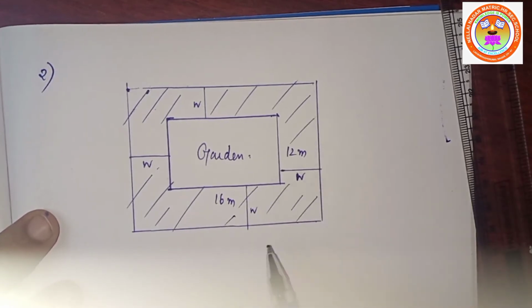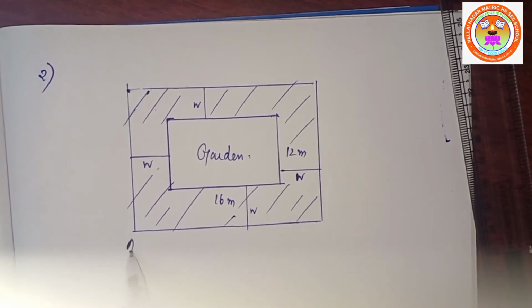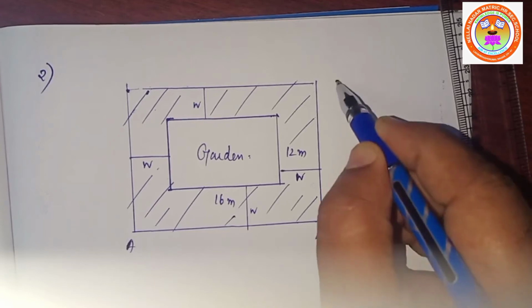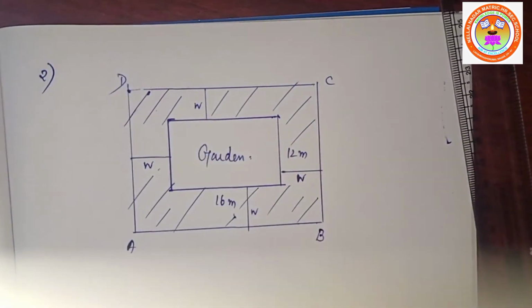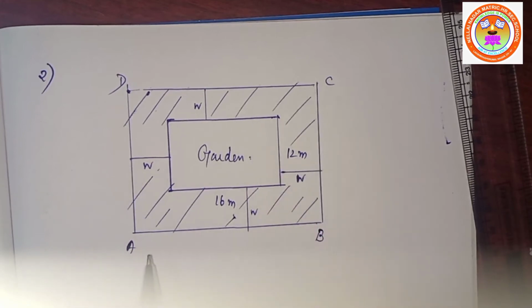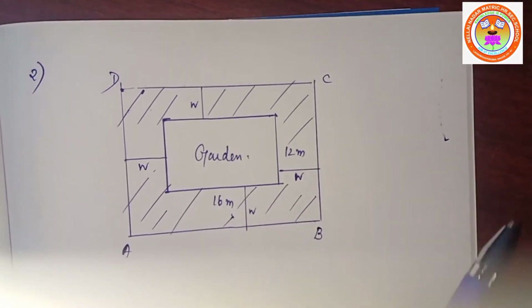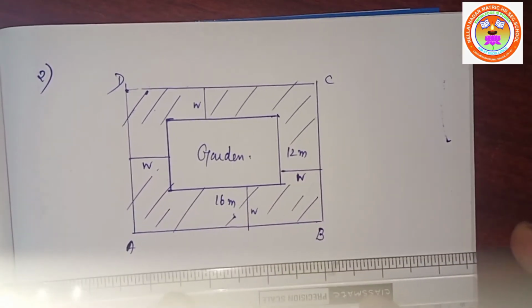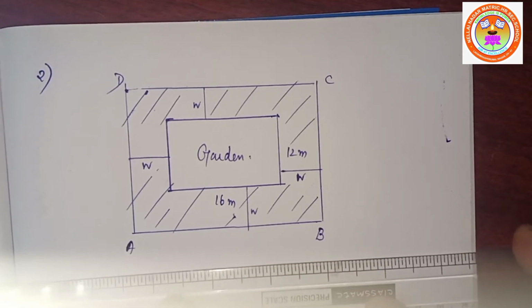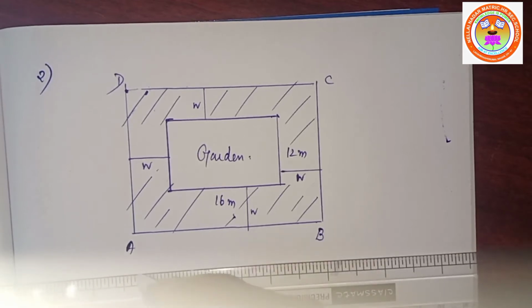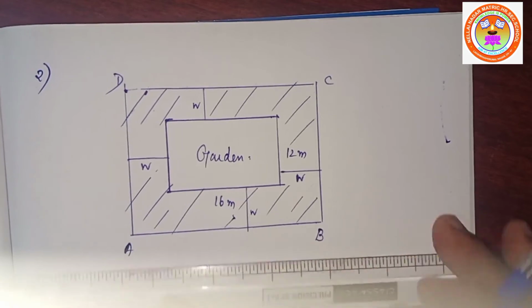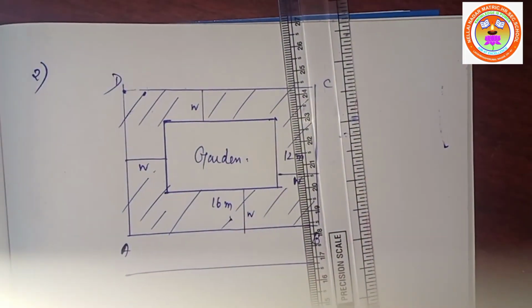Okay, right, now I consider as A, B, C, D. It's a garden including the path. Now ABCD is also in the shape of a rectangle. For this rectangle, we can find the length and breadth first. Length as well as breadth.